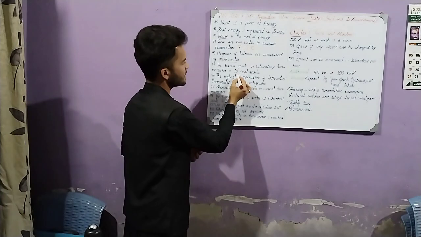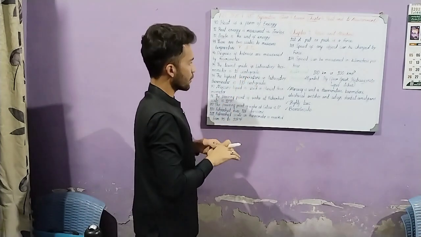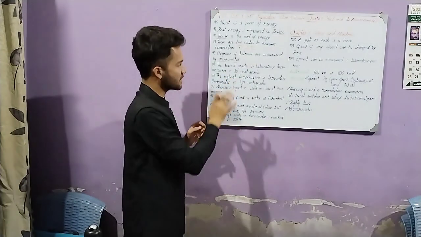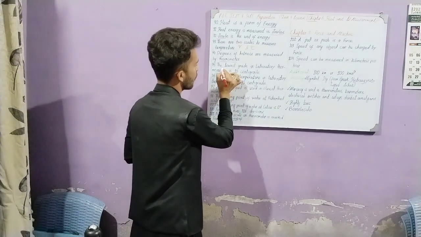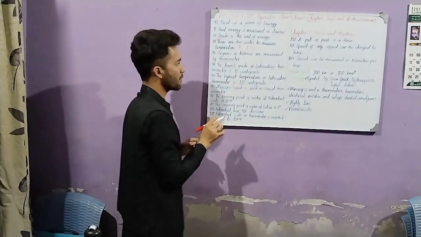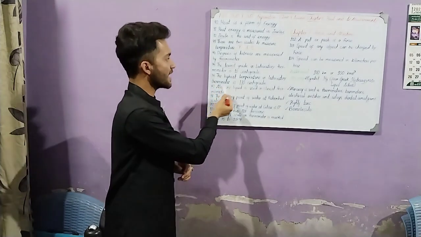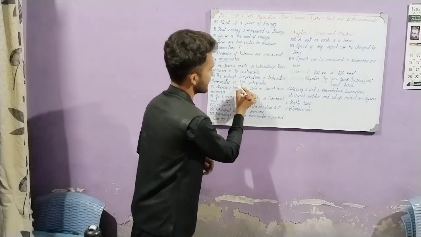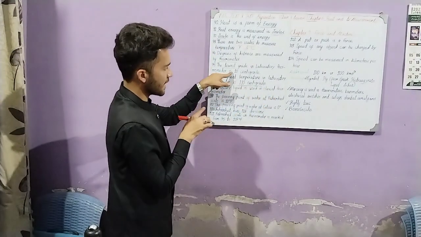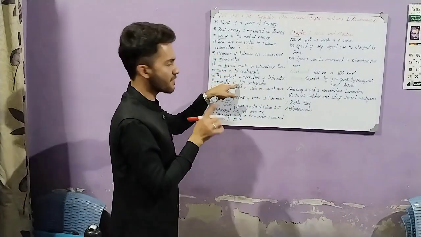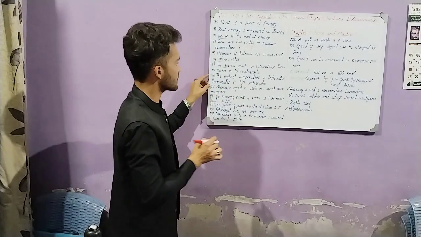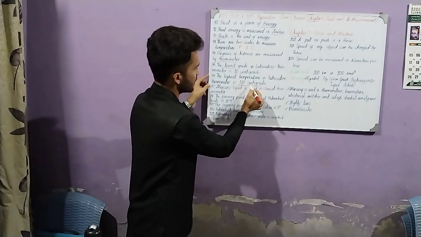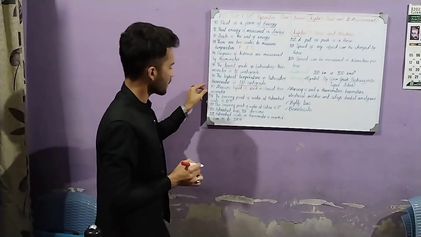The lowest grade in a laboratory thermometer is 10 centigrade. The laboratory thermometer that we used, its lowest grade is 10 centigrade. Next one is the highest temperature or grade in laboratory thermometer is 110 centigrade. Lowest is 10 only and highest is 110 centigrade. Lowest grade 10, highest temperature 110.